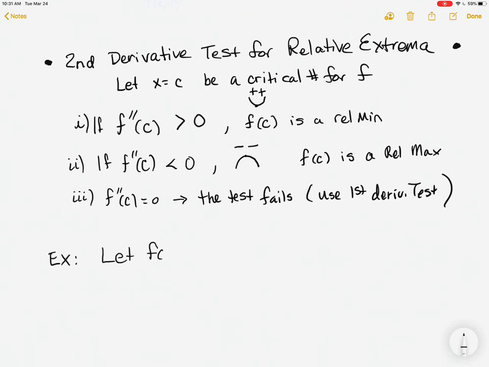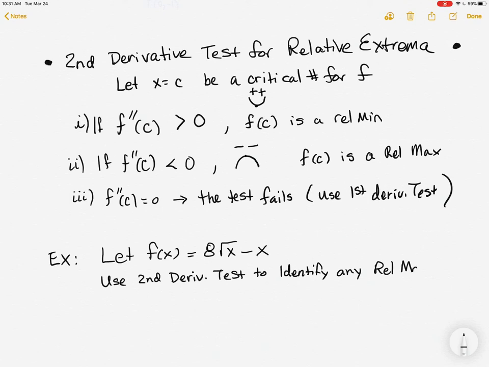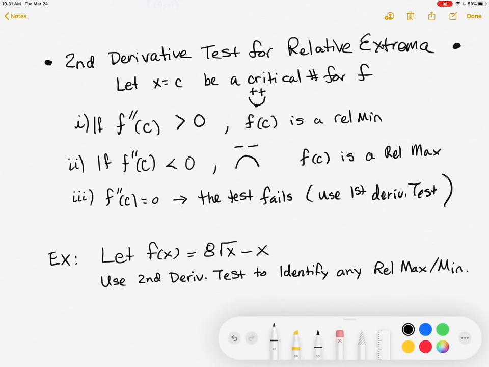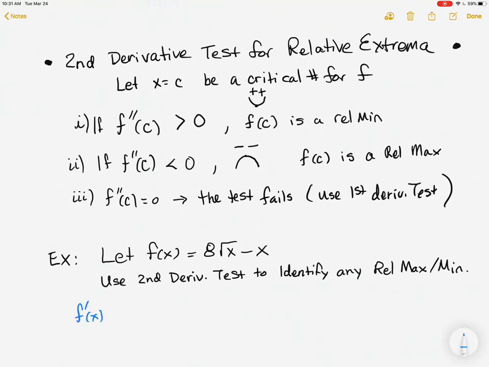So let's let f of x be 8 times the square root of x minus x. And let's use the second derivative test to identify any relative max or min. So let's see, I'm going to take a derivative. Remember that the square root of x is x to the 1/2. So I bring the 1/2, multiply with the 8 and get a 4. Take 1 power away from 1/2 and I get a negative 1/2. Derivative of x is 1. So this is the same as 4 divided by the square root of x minus 1.